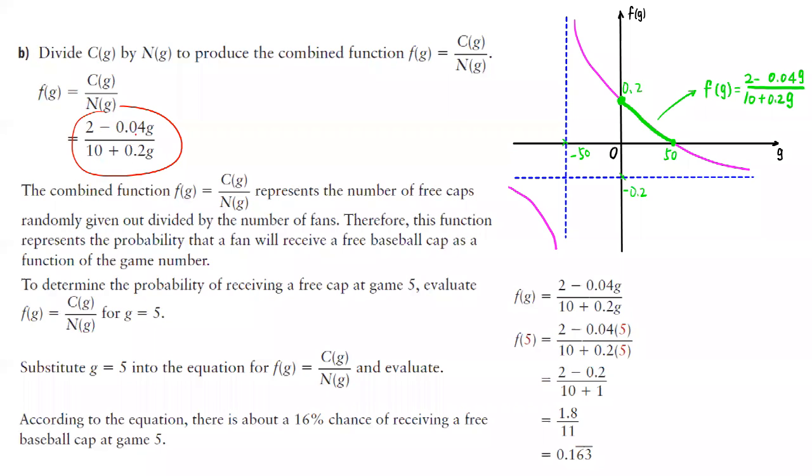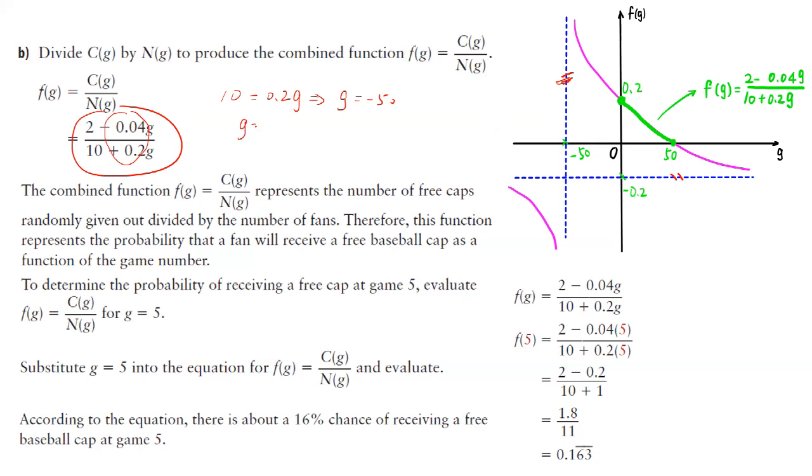The vertical asymptote is where 10 plus 0.2G equals 0, right? Which means G equals minus 50. So we can draw the vertical asymptote first here. And the horizontal asymptote is simply the ratio between these two coefficients, which is minus 0.2, right? And after that, so first of all, we decide the two asymptotes. And after that, we can find its x and y intercepts.